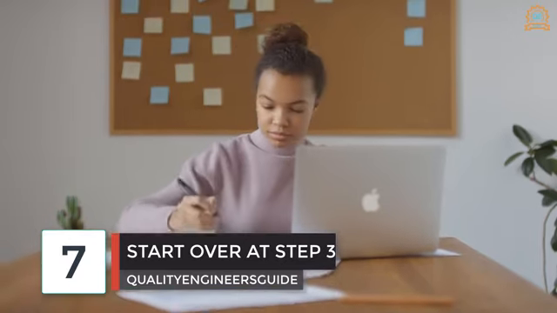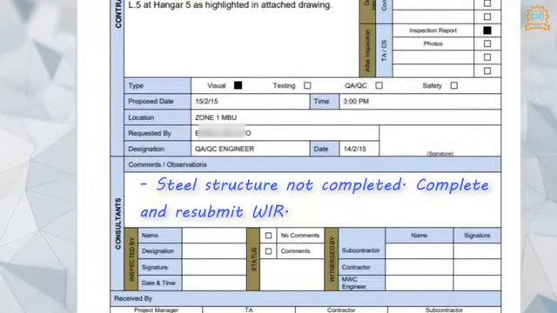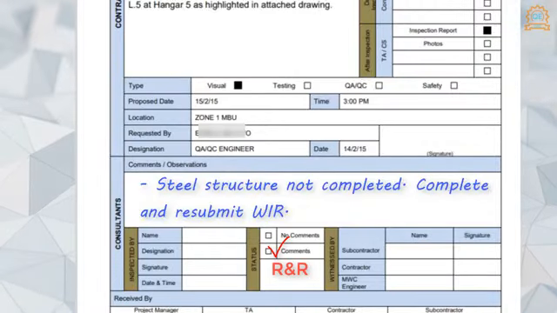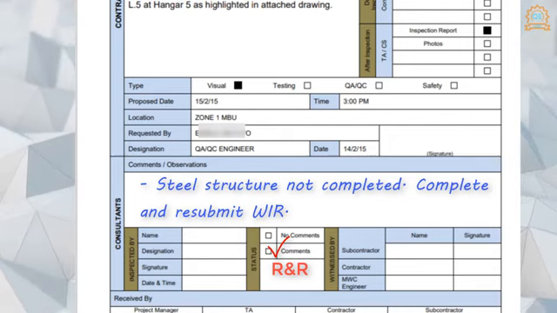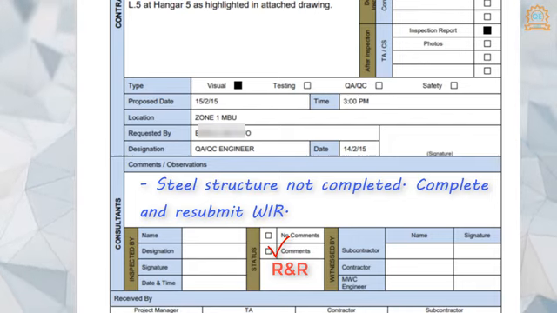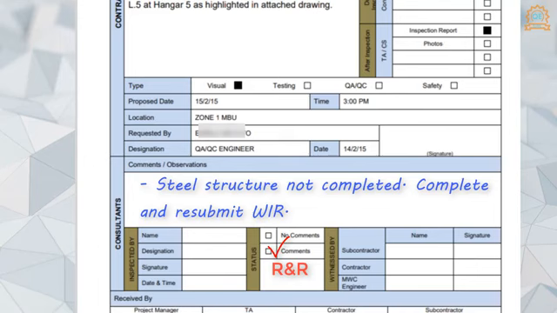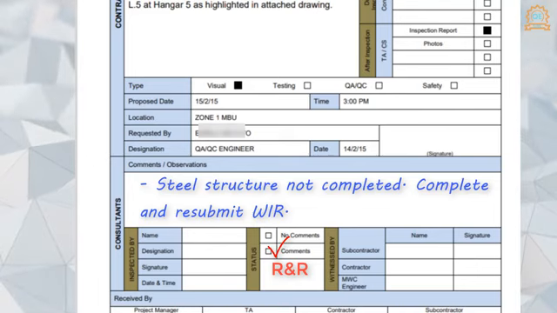The main contractor's document controller shall start over again at step 3. He or she will follow the process again, but this time it is for the revision 1 work inspection request, until it reaches step 6. If the WIR still gets a revise and resubmit status, then go back to step 3 and so on and so forth. In most cases, the work inspection request does have a revise and resubmit status.